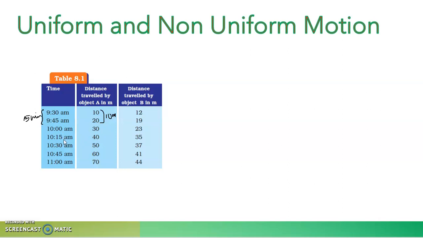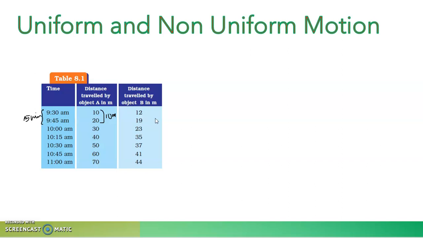Say 10 to 10:15. There again we have a 15 minutes interval. So it's traveling 30 to 40, right? That means again 10 meters it's traveling. Okay. So when you check all these values for A, in every 15 minutes interval of time, it is traveling 10 meters. Now let's check the condition for B, right?